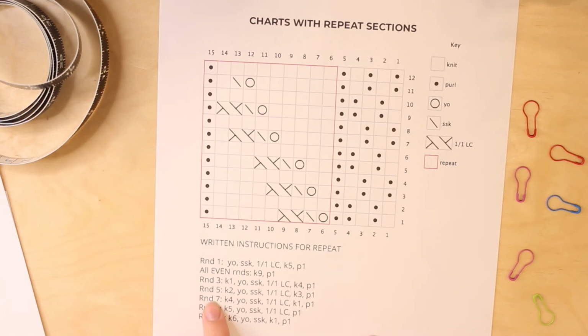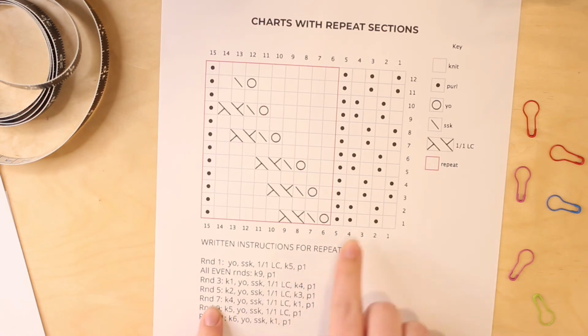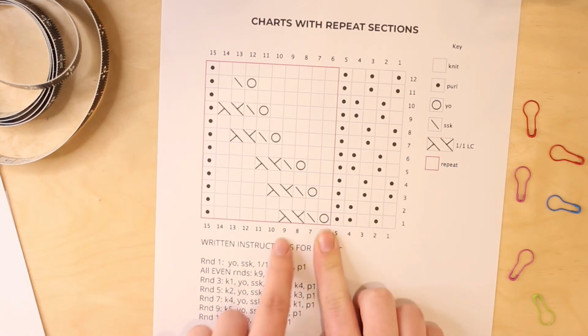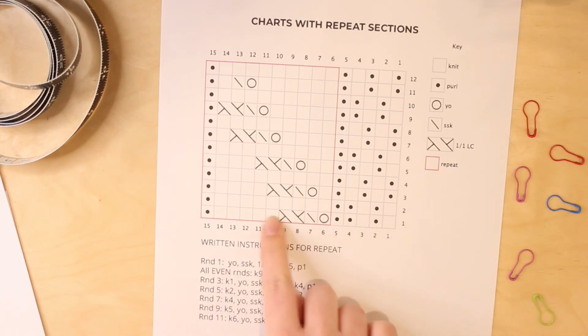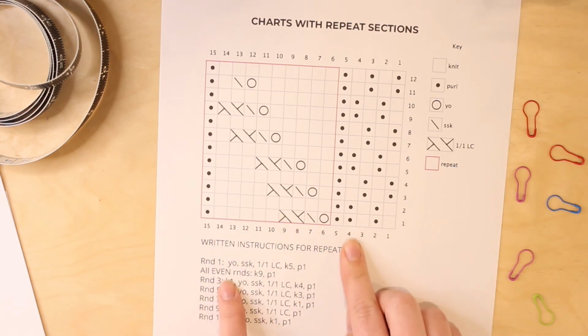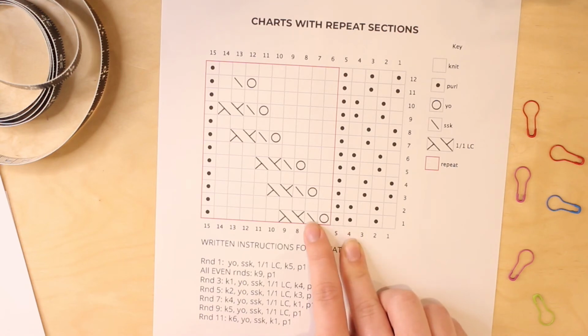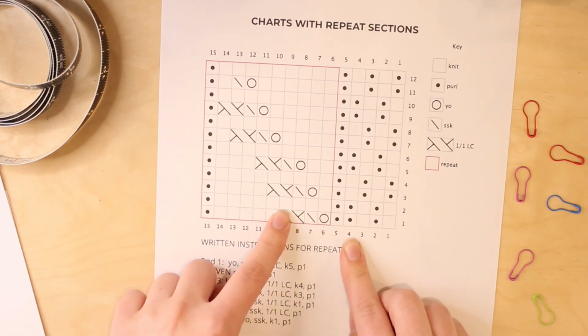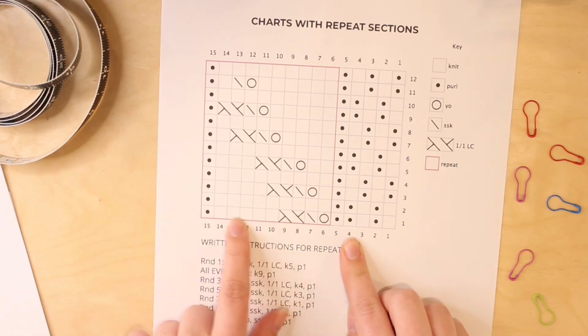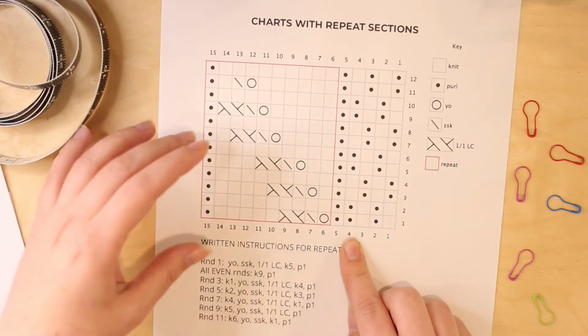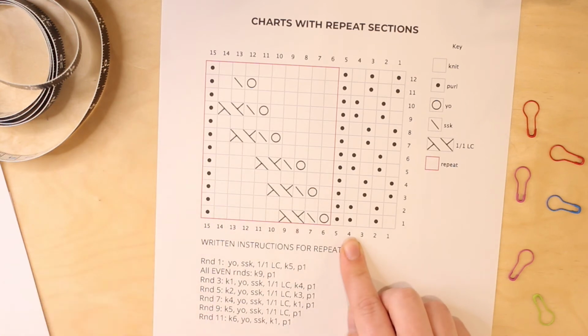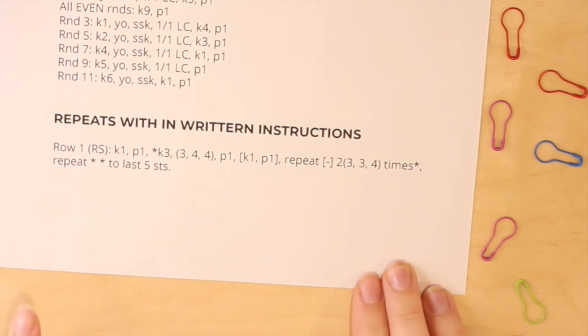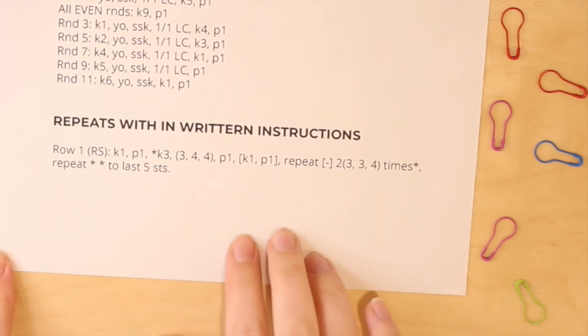Some patterns will also include a written instruction for their repeats alongside the charts. So they will basically be written just as you would read the chart, from right to left. It will use the abbreviations, so in this case yarn over, SSK, your 1 by 1 twisted stitch, knit 5, and then purl. So you can use both written and chart instructions depending on your preference. So we've looked at repeats within a chart, now we'll look at them in written instructions.